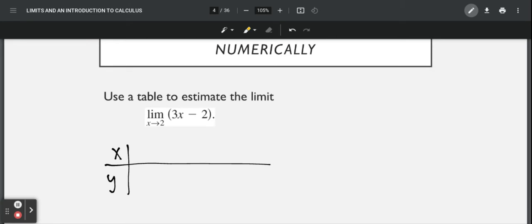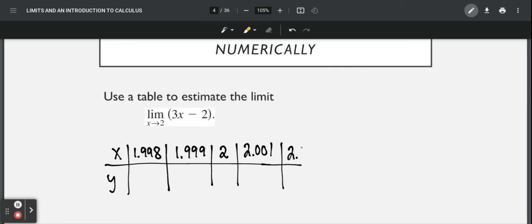So when we look at our table, we would have 1.998, and then 1.999, and then 2, and then 2.001 and 2.002. So we're getting really close on either side of 2. If you look at your table, your y value is 3.994, then it goes to 3.997. At 2, we're actually at 4. And then we go 4.003 and 4.006.